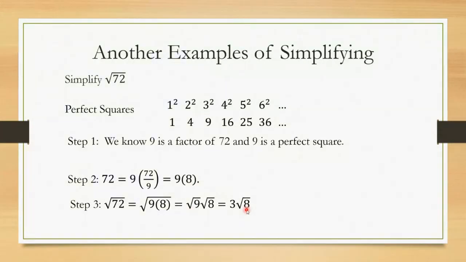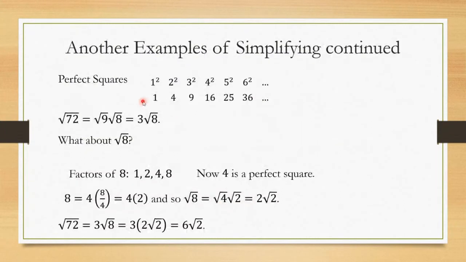down to here, 3 times the square root of 8, we can ask, well, is the square root of 8 simplified? You want to check if it's simplified. And it turns out the answer is no, because 8 has 4 as a factor. So what do we do? We factor out 4. Again, 8 has 4 as a factor. 4 is a perfect square. So the square root of 8 is not simplified.